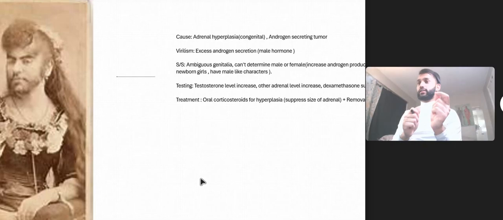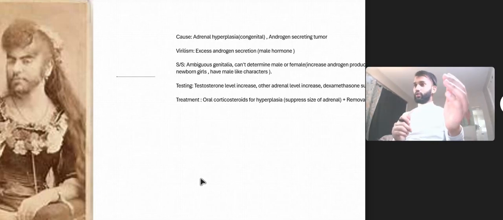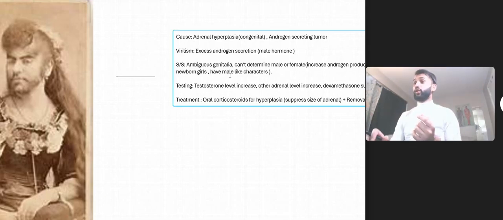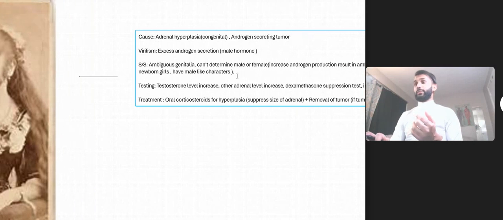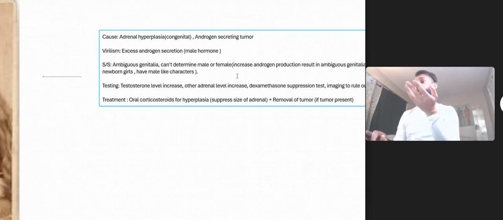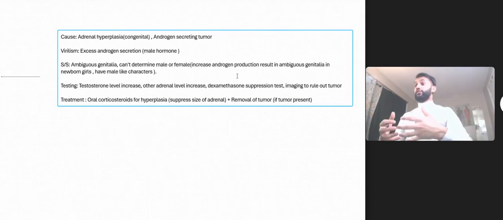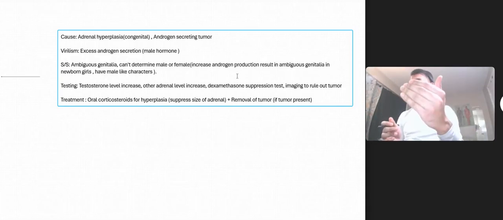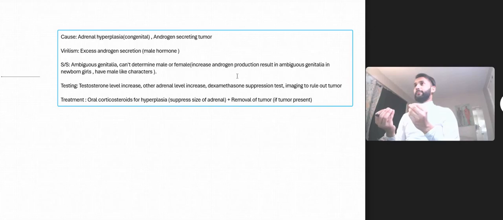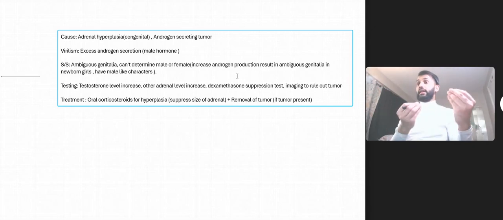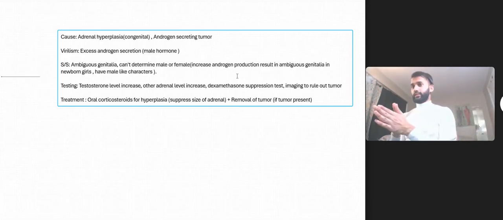When we talk about virilism in one simple word, it's the excess production of male hormone, which is our androgen. Signs and symptoms: you'll have ambiguous genitalia, which just means that you cannot determine whether it is a male or female at birth, as a result of the increased androgen production, especially in the newborn girl, because the girls will have kind of male-like characteristics.